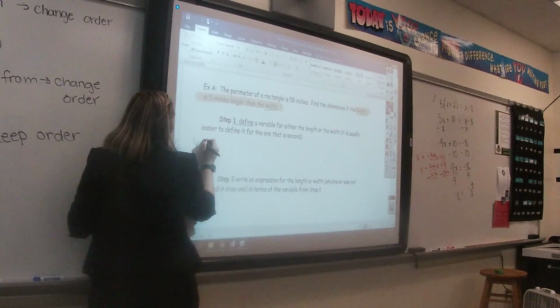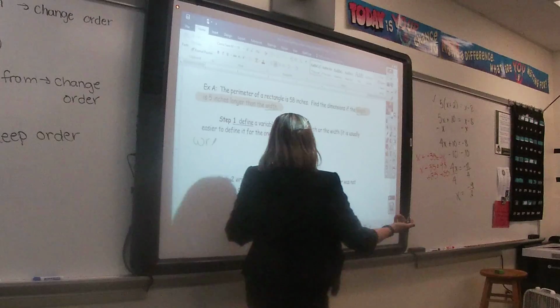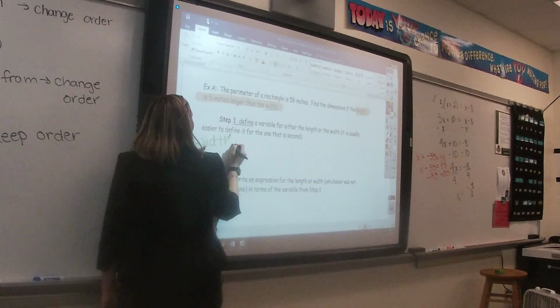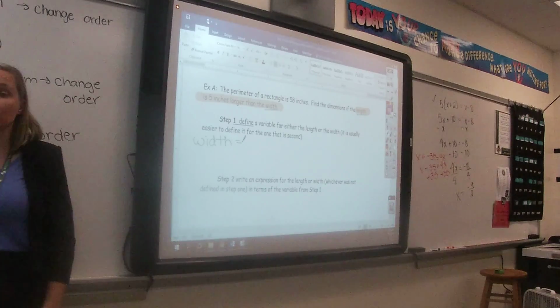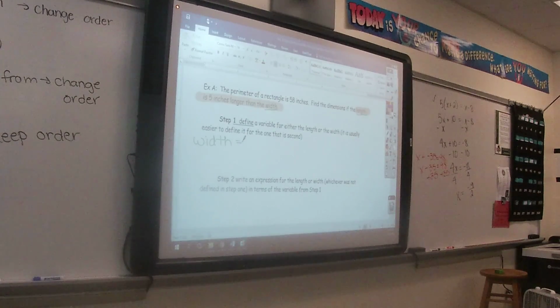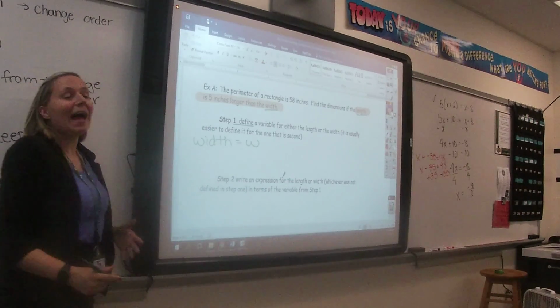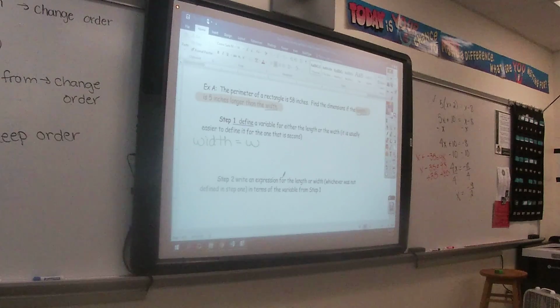So we are going to let width equal whatever letter we want to let it equal. You could decide to pick Q because you feel sad for it. You could decide to pick L, but I think that would be a really poor choice. There's probably a smart letter to pick here. Which one should we probably pick? W. So we'll let width equal W. Why? Because width starts with W.